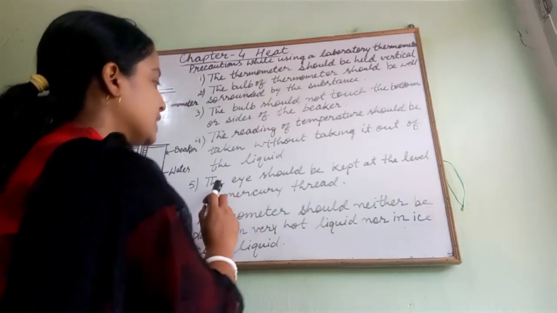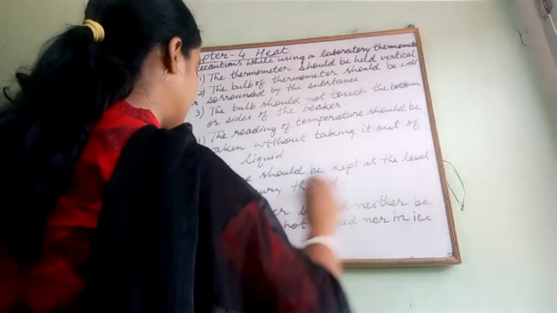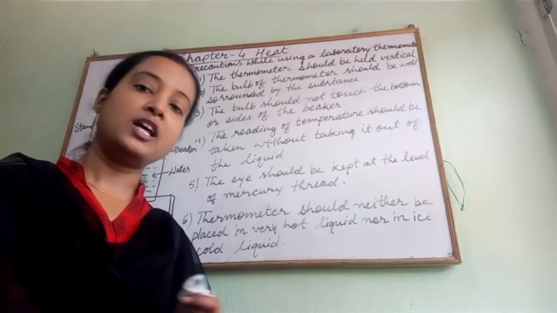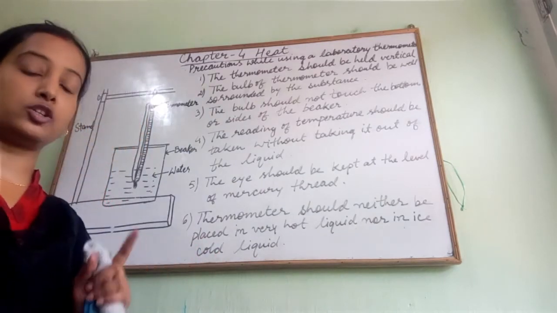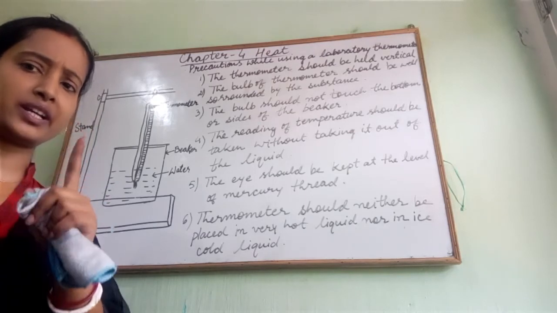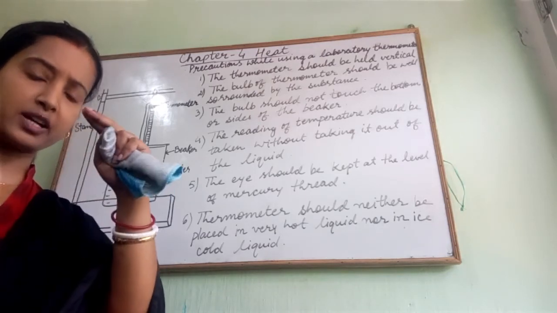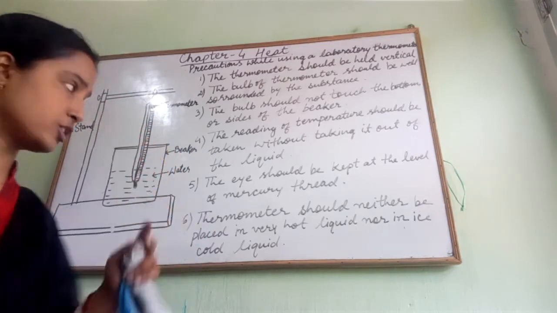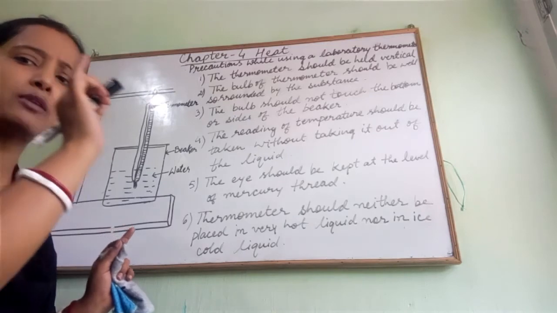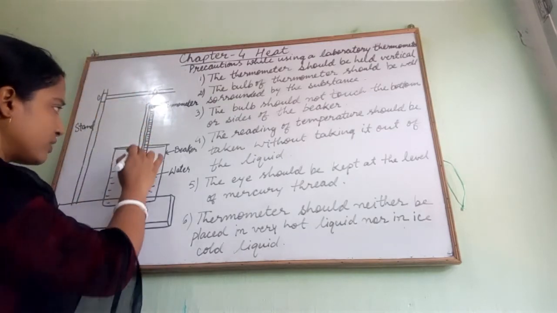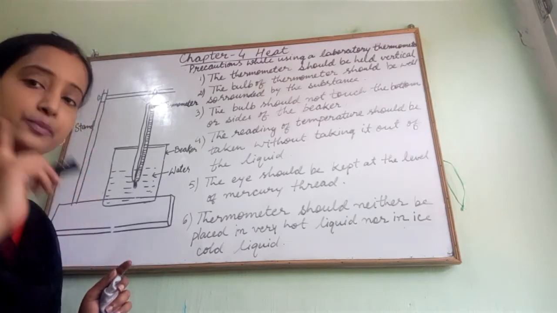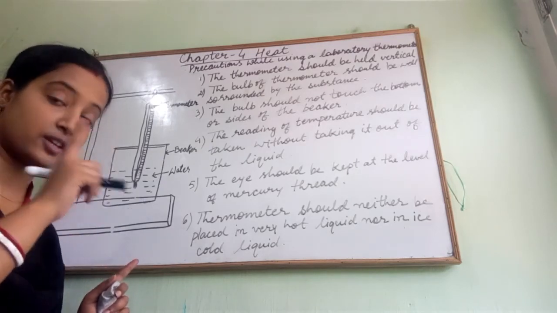Now the fifth one is, the eye should be kept at the level of the mercury thread. And yes, as I have already told in the instructions, while taking the reading of the thermometer, your eye should be on the mercury thread. You see where the mercury stops, where the level of mercury becomes constant. Okay, here in the narrow capillary tube, it will be constant at some point on the scale. And the scale reading at which it becomes constant is the temperature of that liquid or substance. Okay, your eyes should be there carefully.